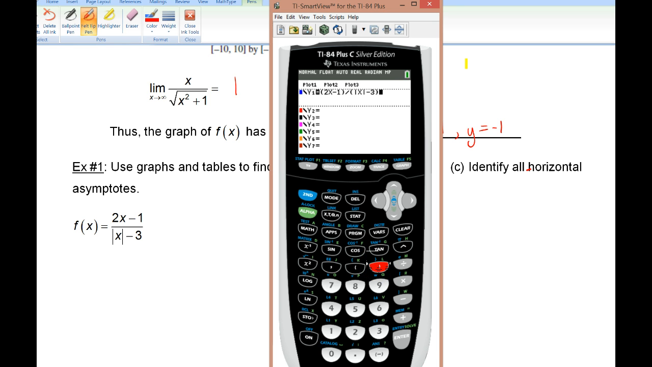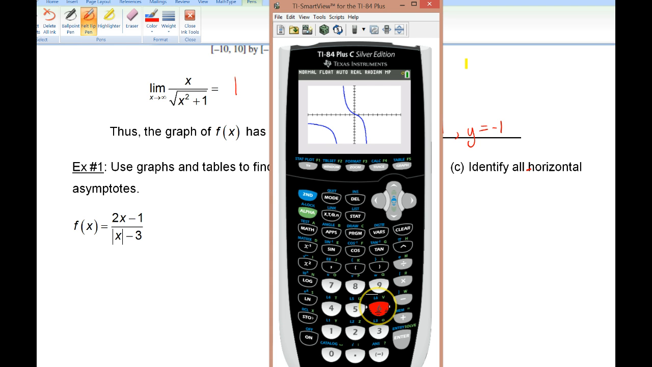I purposely do it this way just because it depends on if you have a newer version or not. I got the grandpa version. Okay, go ahead and plug that in, and let's graph. I'm just going to put it in standard.